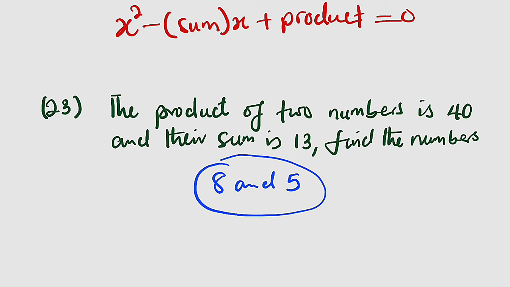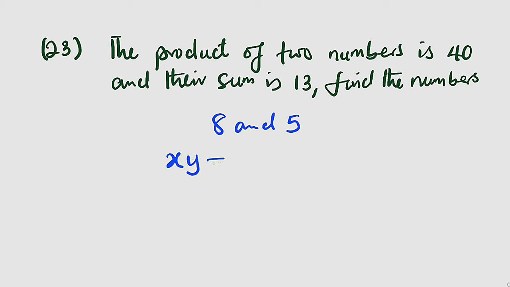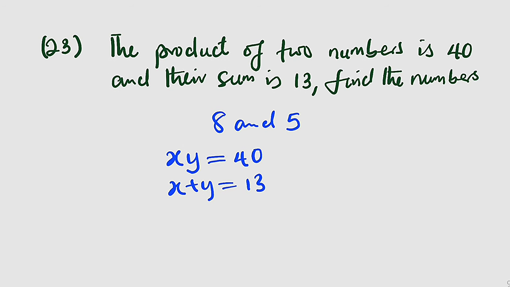But suppose it is a theory question where you have to show working. Let me show you how to do that. You can just pick two values like x and y. So if you multiply x and y together, you get 40. And once you add them together, you get 13. This is what the question is saying.